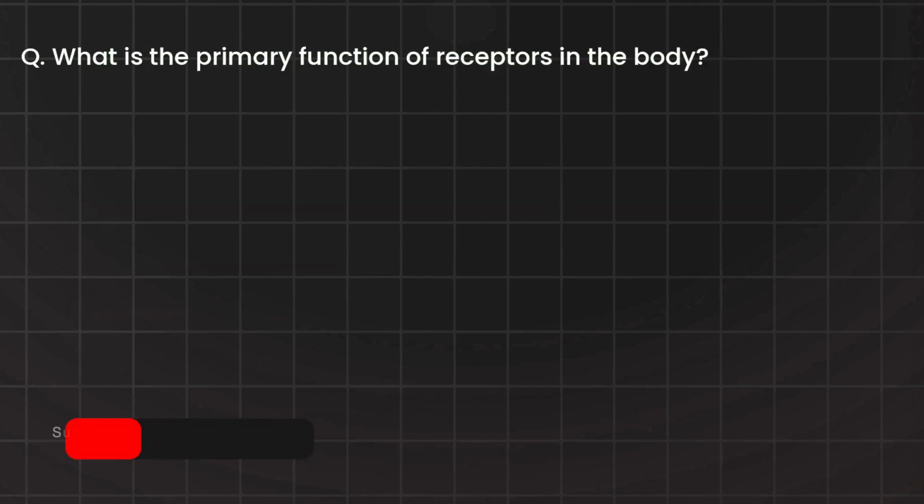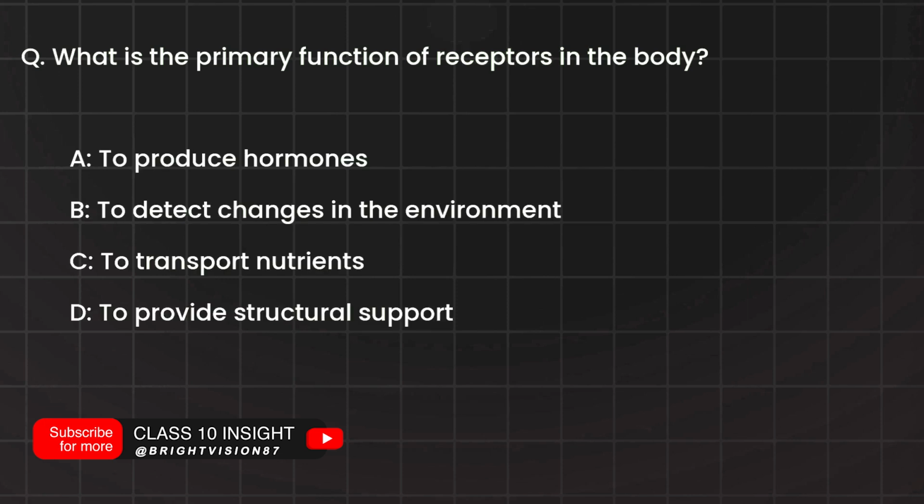Question: what is the primary function of receptors in the body? Option A, to produce hormones. Option B, to detect changes in the environment. Option C, to transport nutrients. Option D, to provide structural support. You have 5 seconds to answer the question.